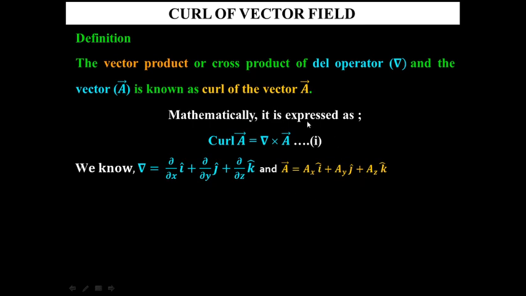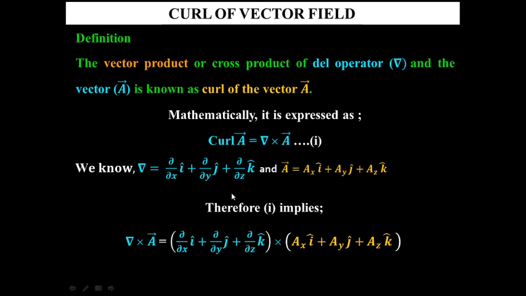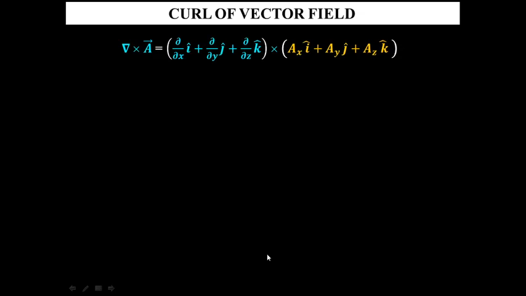We will put these values in equation number 1. So equation number 1 implies curl of vector A is nothing but del by del x i plus del by del y j plus del by del z k cross Ax i plus Ay j plus Az k. We know how to solve the cross product between two vectors. We can use the determinant method, so this is the determinant method, del cross A.